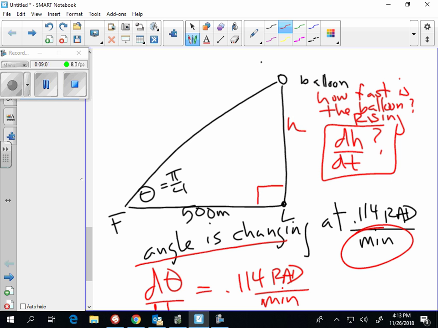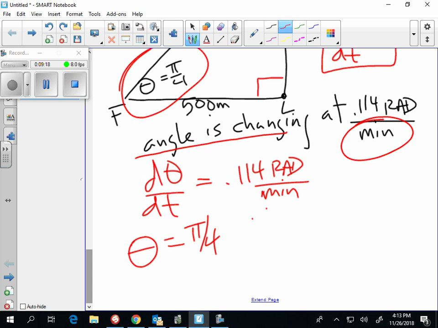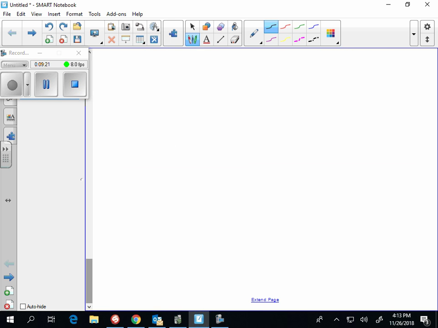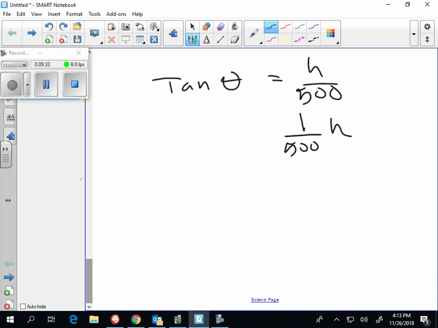So I'm looking for a way to relate θ and h. Do we know a relationship between θ and h that we could use here? Well, θ is an angle, h is the opposite side, 500 is the adjacent side. It sounds like tangent is going to be what I need. I'm going to say tangent of θ equals h over 500, or 1/500 h equals tangent θ.